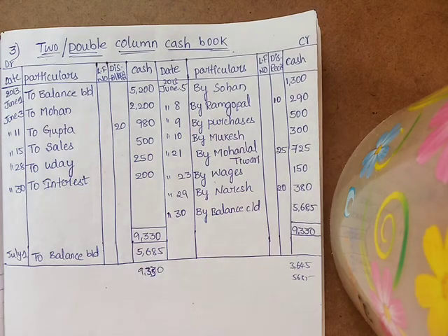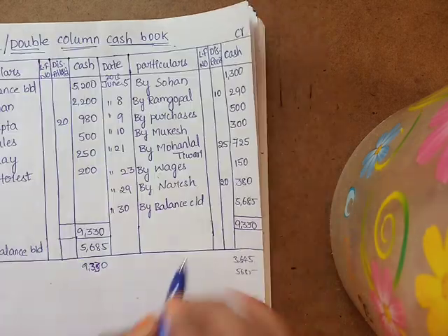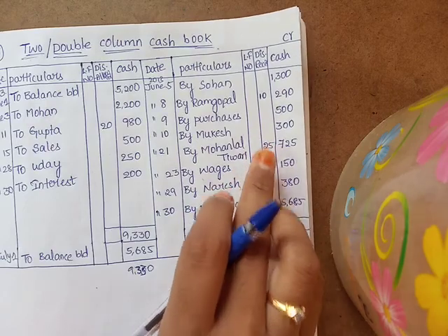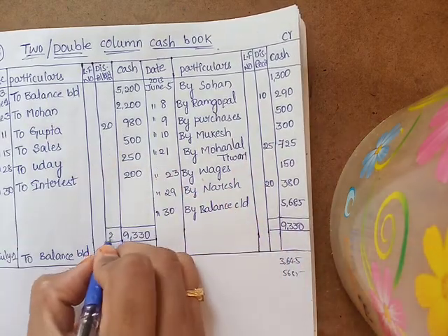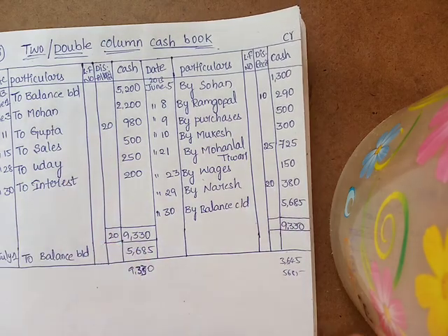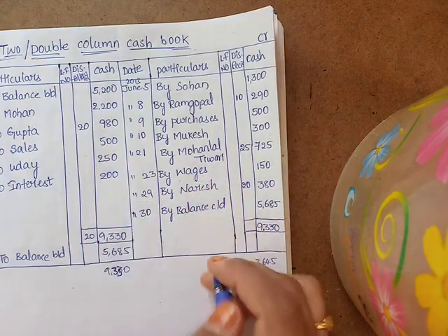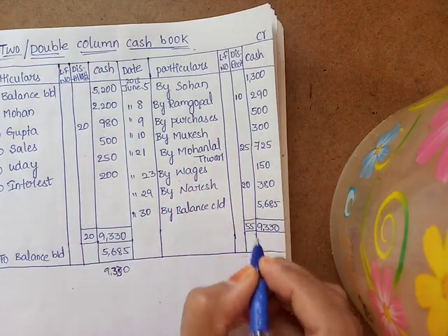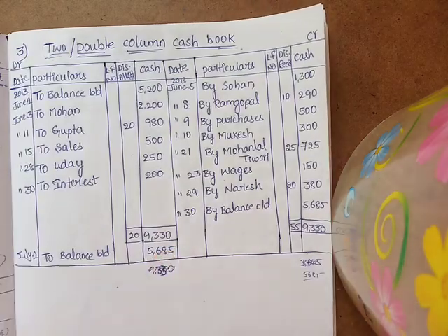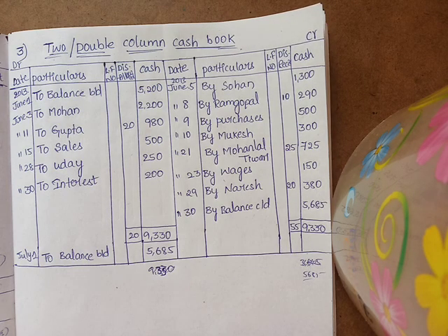5,685. Okay, so here remember that we don't balance the discount allowed and discount received columns now. So just write down the totals of those columns. Discount allowed total is how much? 20, and the discount received is 10 plus 25 is 35 plus 20 is 55. Okay, so this is the problem under the two column or double column cash book.